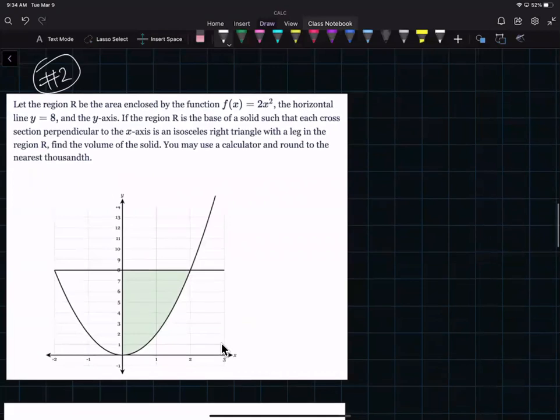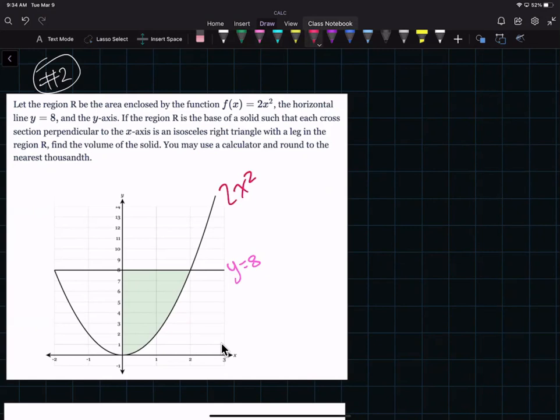So let's go over this example and I'll explain how to do the calculator again after we do this one. Let the region R be enclosed by the function 2x squared and the horizontal line y equal to 8 and the y-axis. Okay, so this is important. This is going to be my y equal to 8 and this is going to be 2x squared, all right? And this is going to be perpendicular to the x-axis.